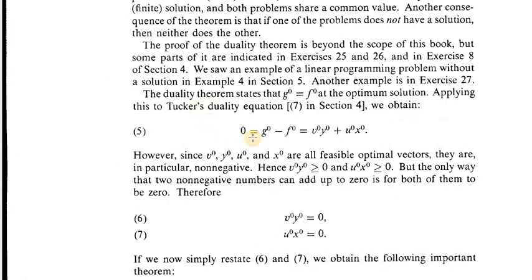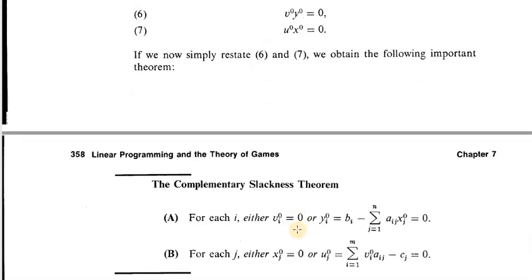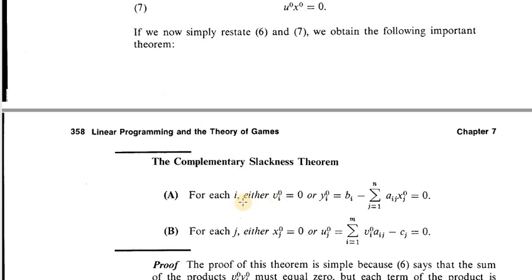All right, now here he's stating the result that I just said, that the optimum solutions are equal, so I have 0. So all of these terms must be 0. This must be 0, this must be 0. And every component of v0, y0 must be 0. Every component of u0, x0 must be 0. So that's what this is saying here. For each i, either the component of v is 0 or the corresponding component of y is 0.